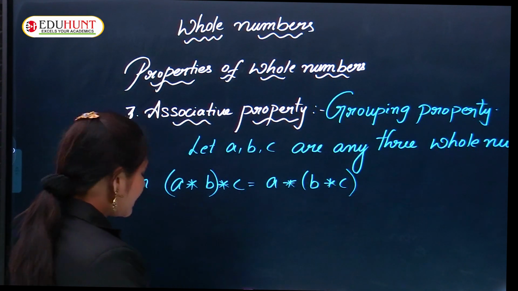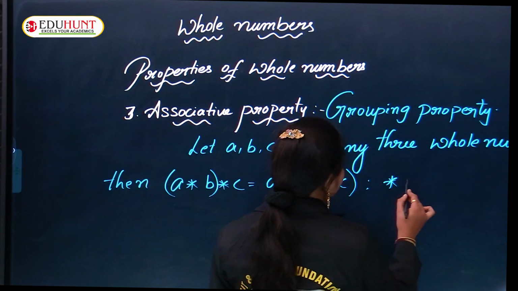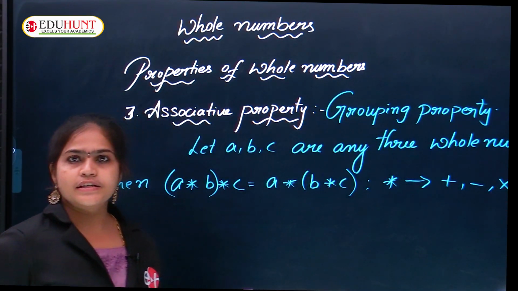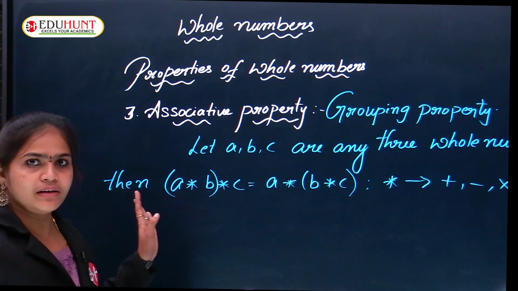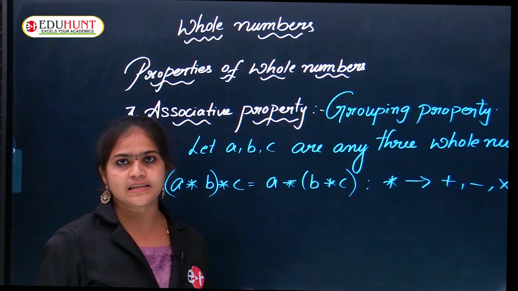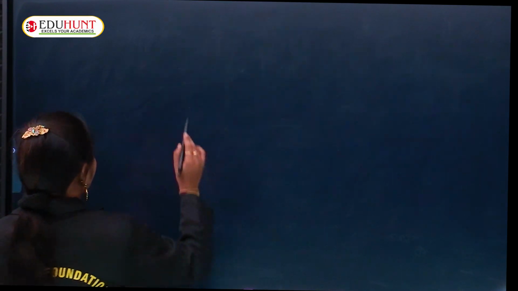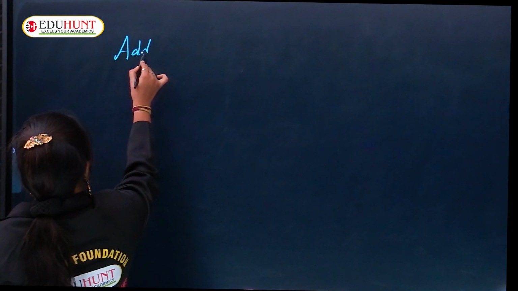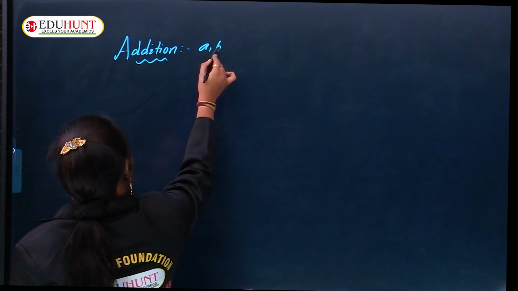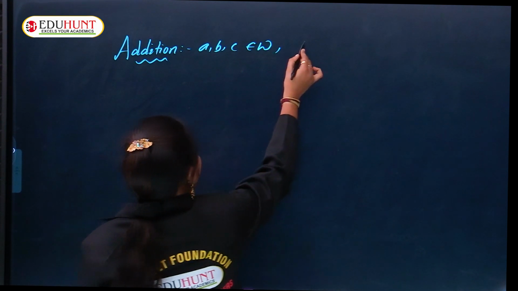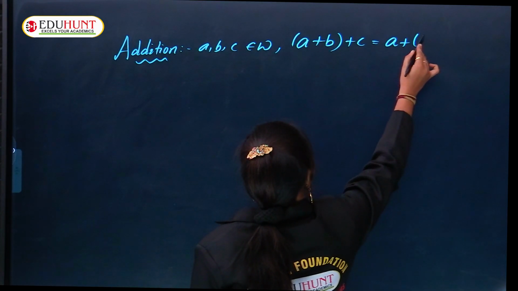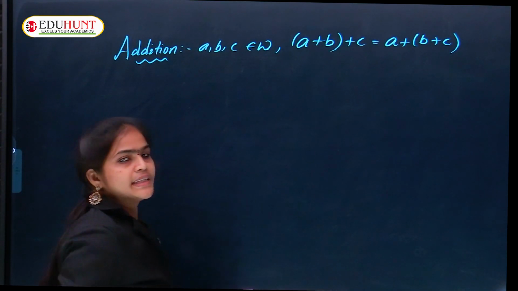Now we already know that star means any fundamental operation: addition, subtraction, multiplication, division. Now apply one fundamental operation to the condition (A star B) star C equals A star (B star C). The first fundamental operation is addition. The addition condition: A, B, C belong to whole numbers, and (A plus B) plus C equals A plus (B plus C). This is the condition.